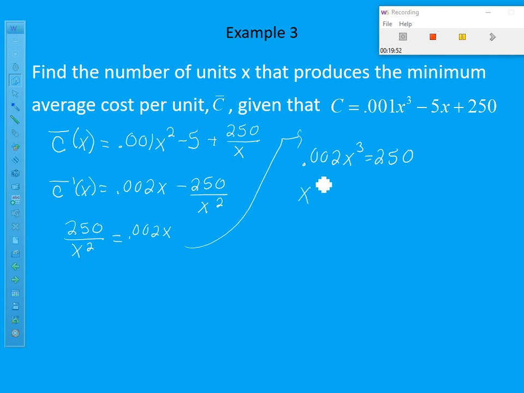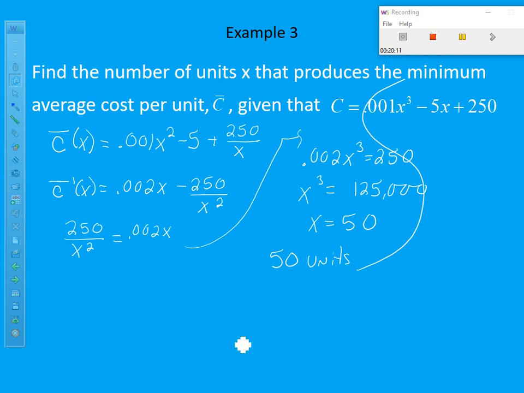Divide both sides by 0.002 and get 125,000. Cube root it, and this one came out nice. X wound up being 50. So we need to produce 50 units to minimize our average cost. Okay. So I did back-to-back average cost ones there with you guys. Now, let me pop over to number 4.